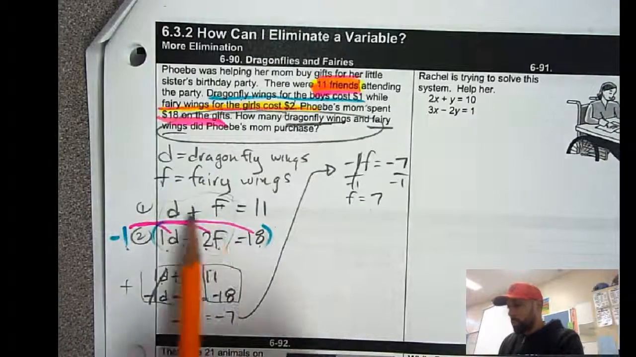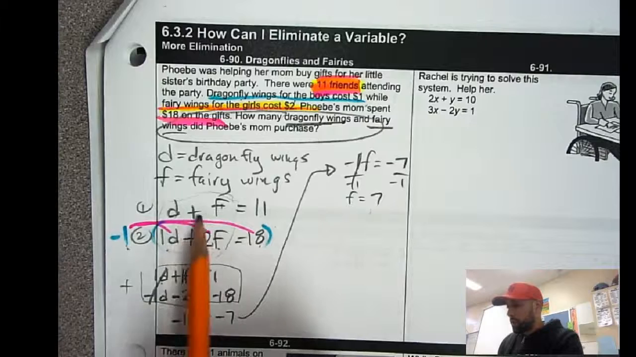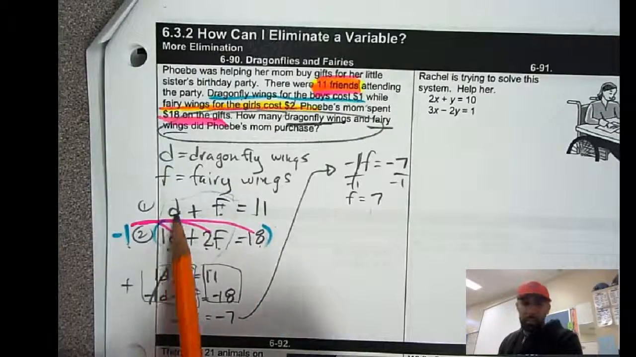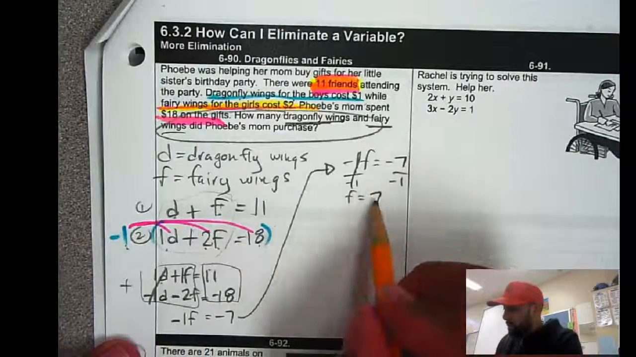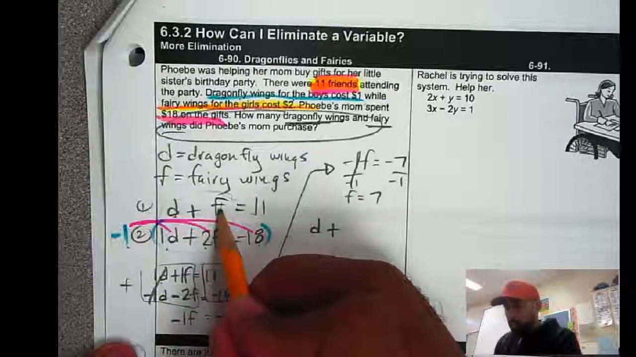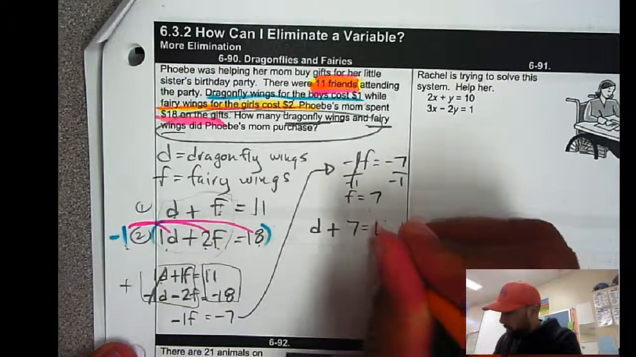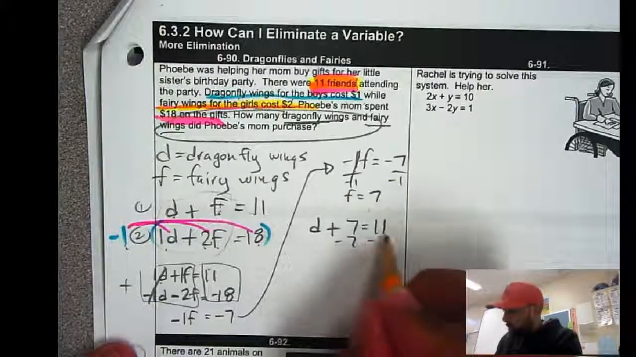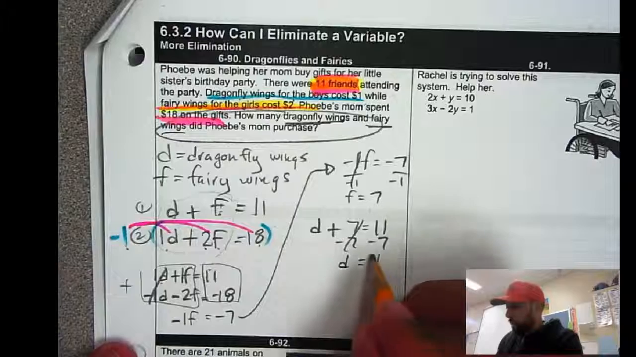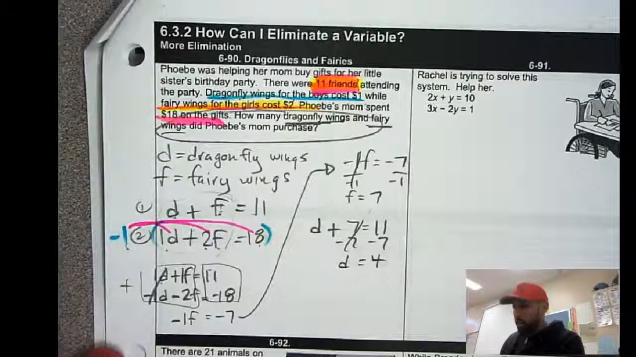This one's pretty simple. If you bought 7 fairy wings and the total was 11, then it's just going to be 4. Or you could literally just plug this into the f in the equation right there: d equals 11 minus 7. You're going to have to do this for more complicated equations too, so you're going to have to plug it in. So there's the amount of dragon wings.